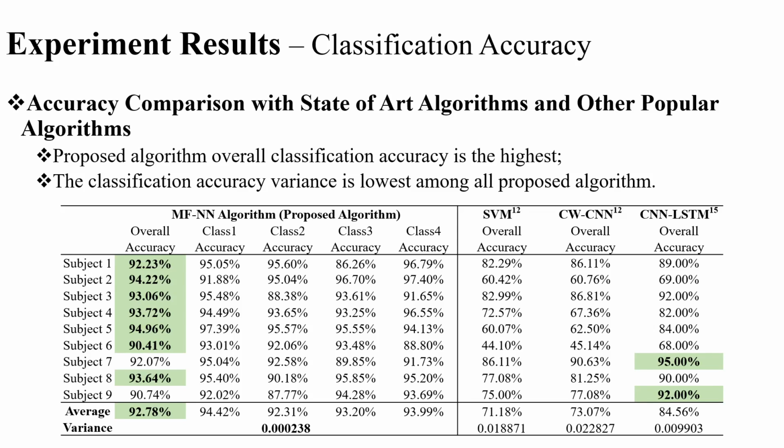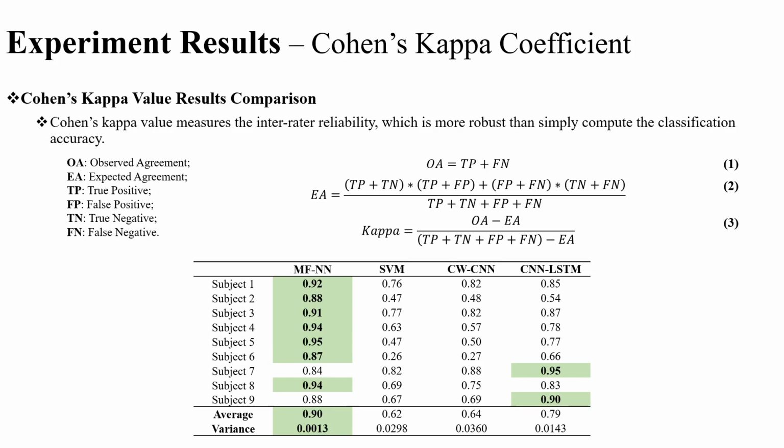Our classification accuracy is over 90%, which is much higher than the other state-of-the-art algorithms. Moreover, the variance of the classification accuracy among all subjects of the proposed algorithm is the smallest, which means the proposed algorithm is robust and reliable for different kinds of subjects. This result makes sense because we fuse and combine multiple features together.